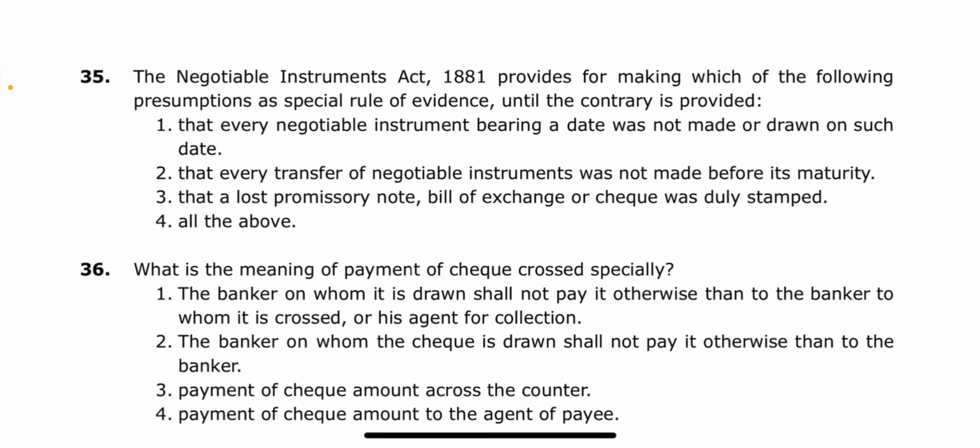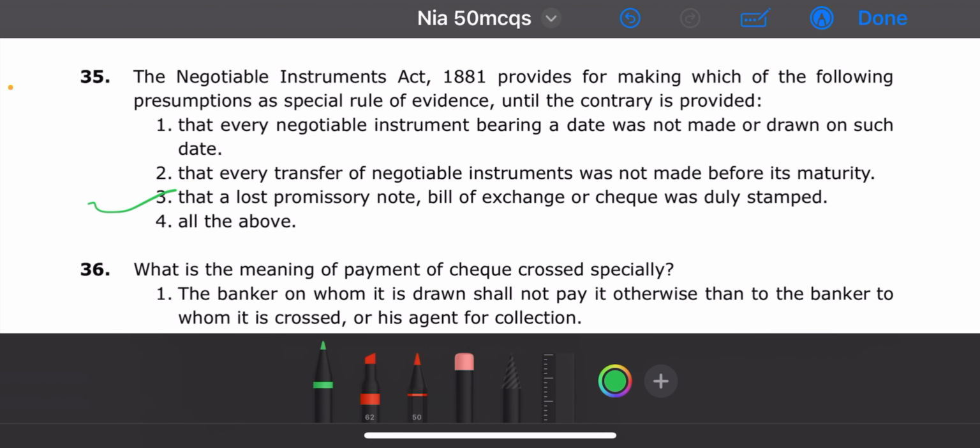Next question, the Negotiable Instruments Act 1881 provides for making which of the following presumptions as a special rule of evidence until the contrary is provided? The options are first, that every negotiable instrument bearing a date was not made or drawn on such date, second, that every transfer of negotiable instruments was not made before its maturity, third, that a lost promissory note, bill of exchange or check was duly stamped, or fourth, all of the above. The correct answer is third, that a lost promissory note, bill of exchange or check was duly stamped.